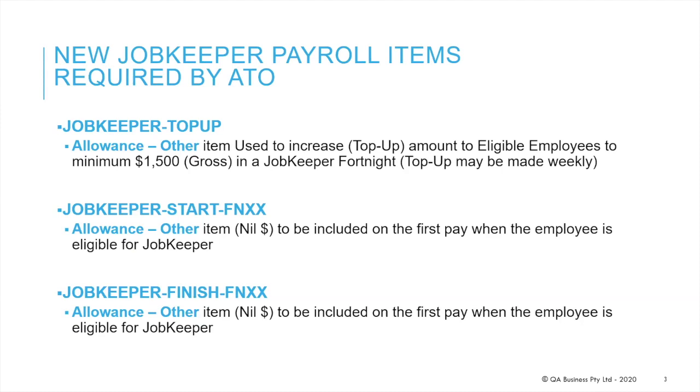JobKeeper-START-FN-XX. XX just means which fortnight you are starting as an eligible employer, and this employee is starting for JobKeeper. Now, if you're starting in April, it's going to be 01. April is sort of an all-in-one month. Think of it almost like 2 fortnights. So FN 01 needs to be on there for this payroll item.